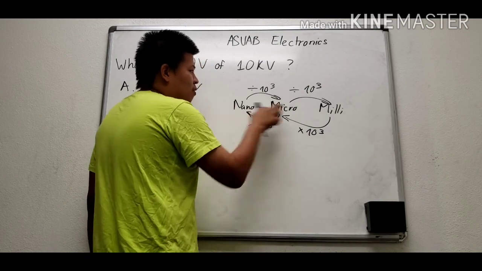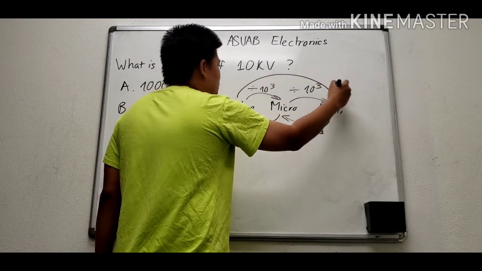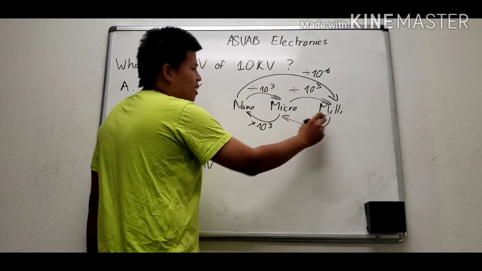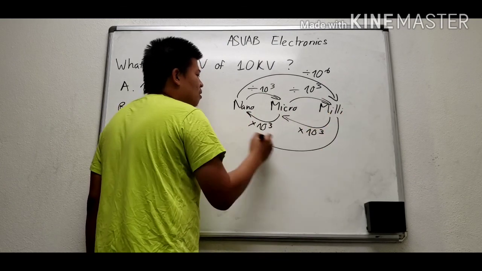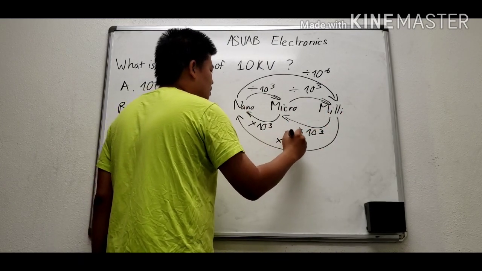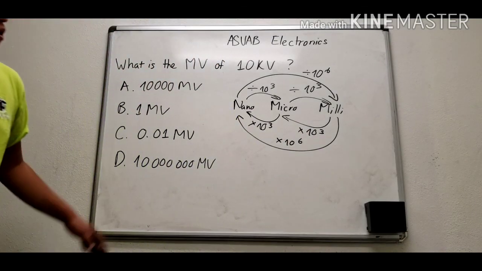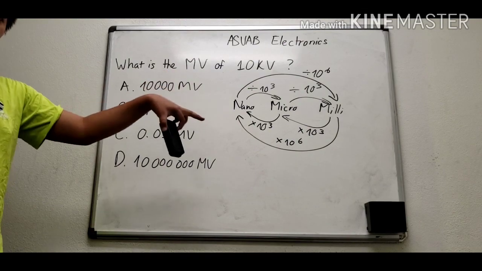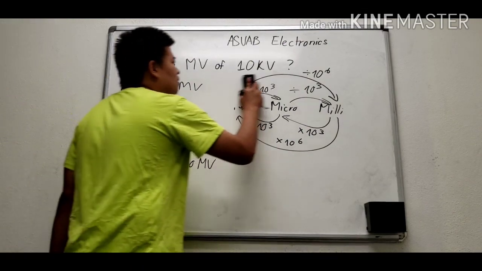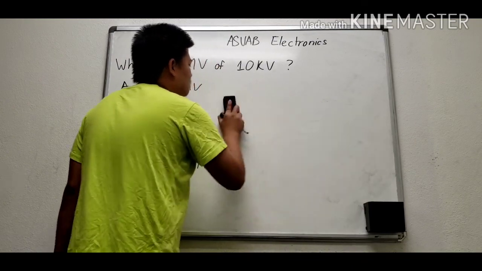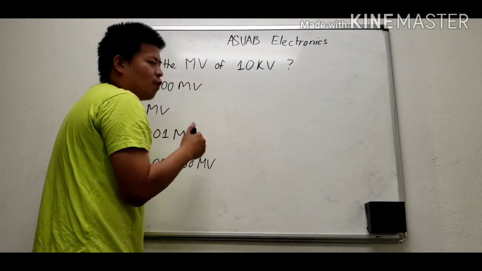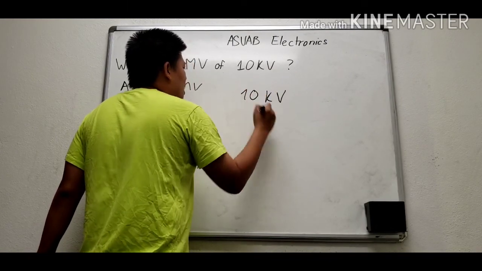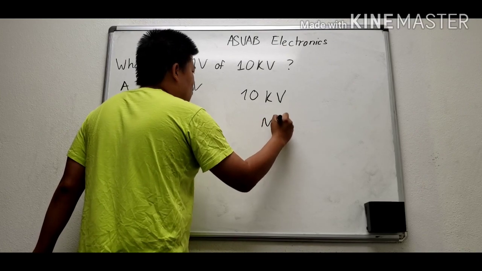If we want to convert nano to milli, we divide by 10 power 6. If you want to convert milli to nano, we multiply by 10 power 6. So this is the way we learn how to convert nano, micro, and milli. This is for the physics. Right now, we have 10 kilovolt, and we want to convert to megavolt.